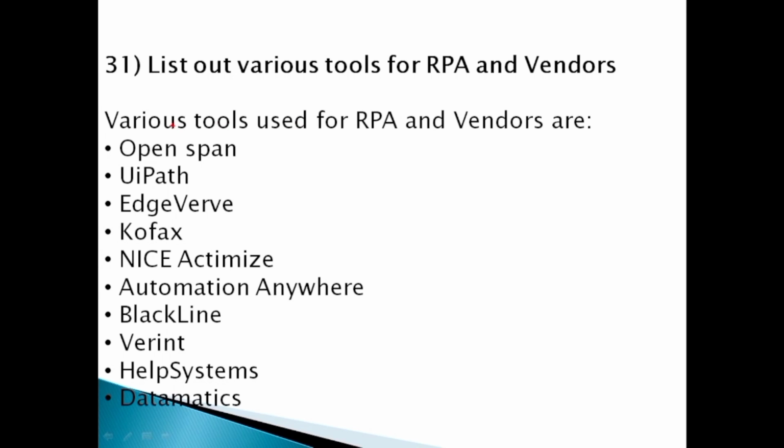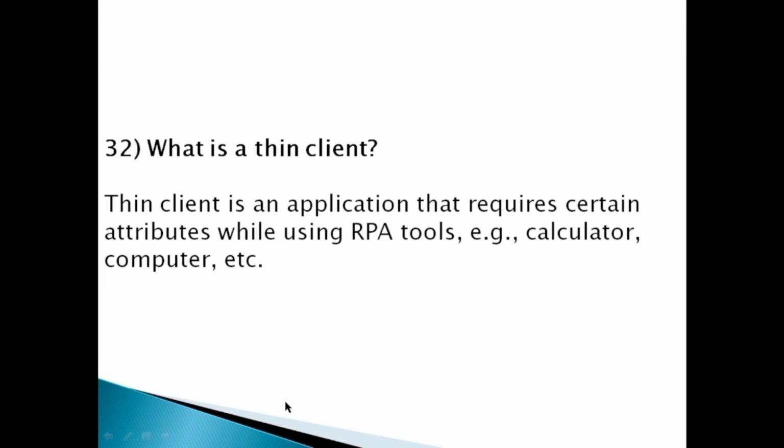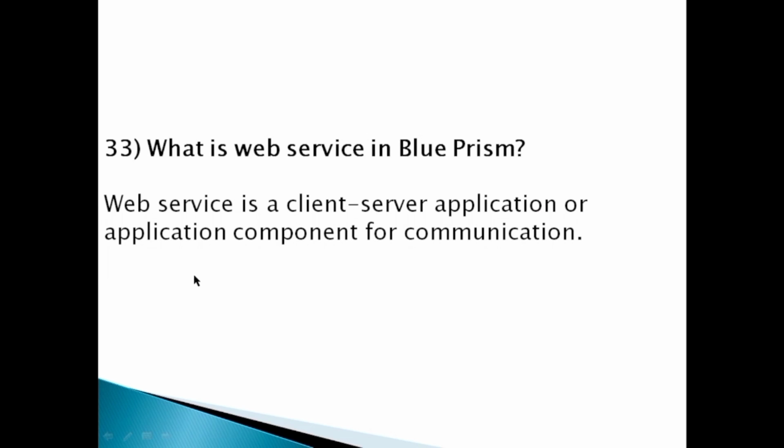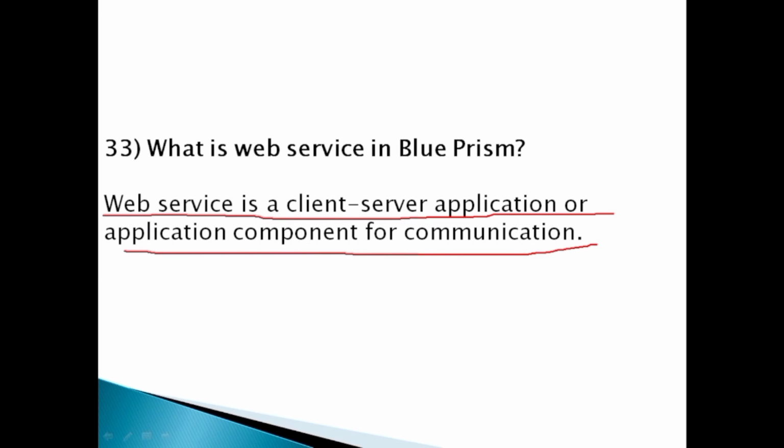Next one is, list out various tools for RPA and vendors. OpenSpan, UiPath, EdgeVerve, Kofax, NICE, Automation Anywhere, Blue Prism, Verint, HelpSystems, etc. What is a thin client? In RPA, a thin client can be defined as a tool or application where we can't get quality results while spying using any RPA tool, such as Citrix applications. What are web services in Blue Prism? Web services is a client server application or application component for communication.